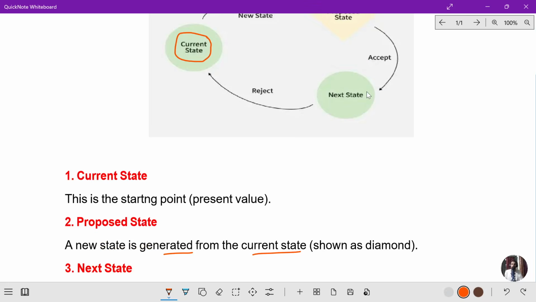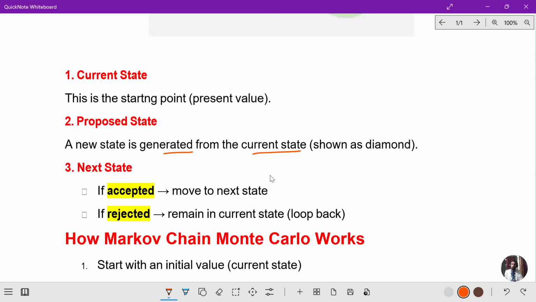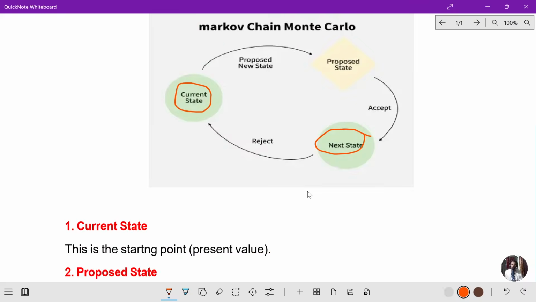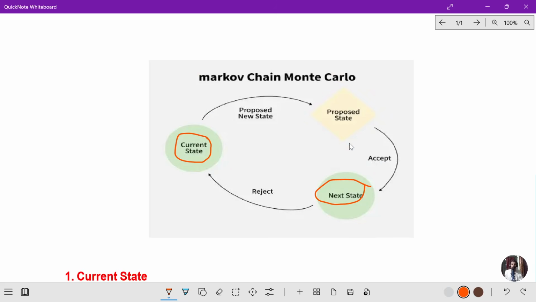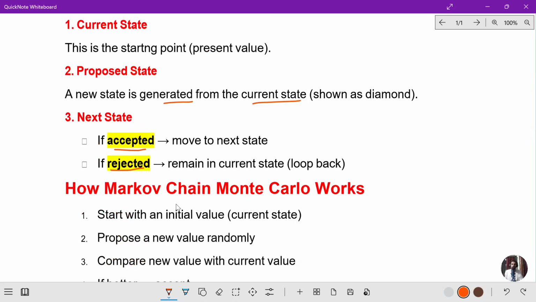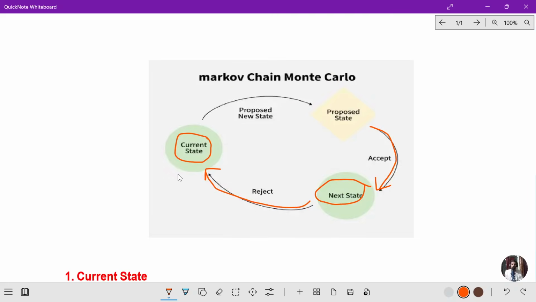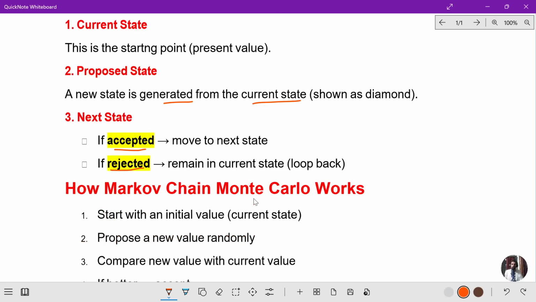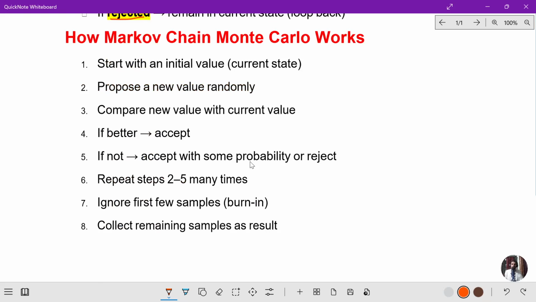Last one is the next state. Remember all of you, it has two things. First one is accept, second one is reject. When it is accepted, it goes to the next state. If it is rejected, it goes again to the current state. So this is called the Markov chain Monte Carlo method. Let us see how this Markov chain Monte Carlo works.